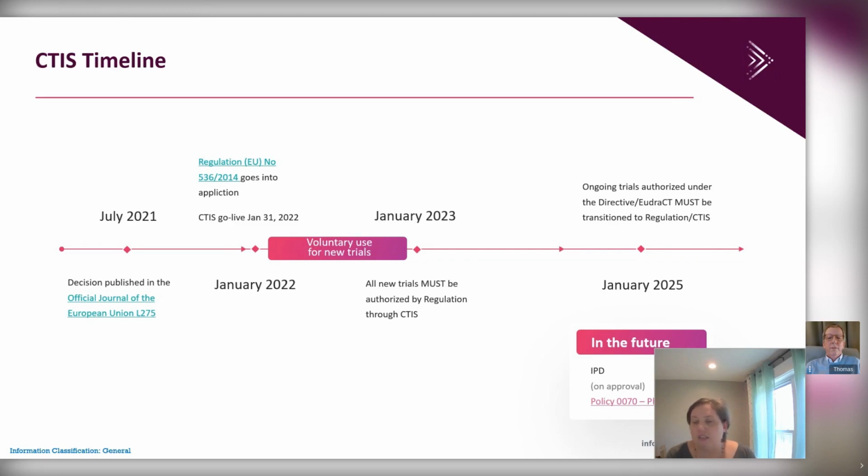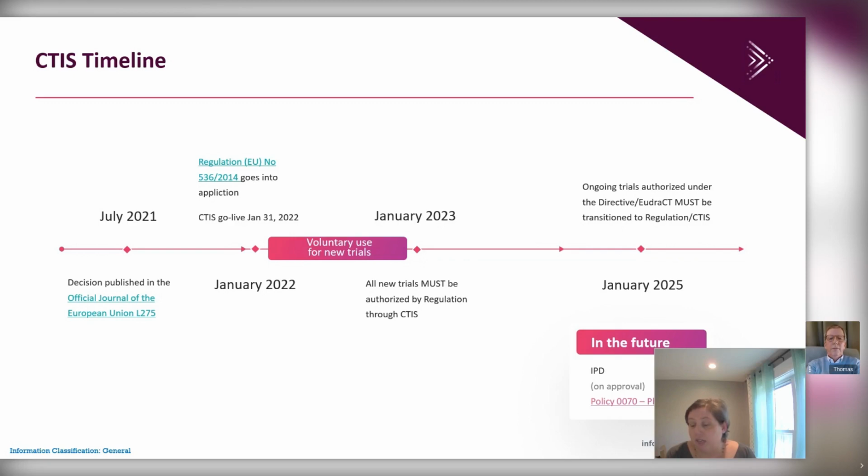So for the next year, you can pilot and try out the new system, but you can still continue to authorize your studies under the existing process. But after the end of January next year, you must authorize all new trials in CTIS.